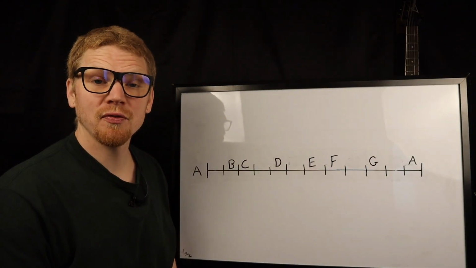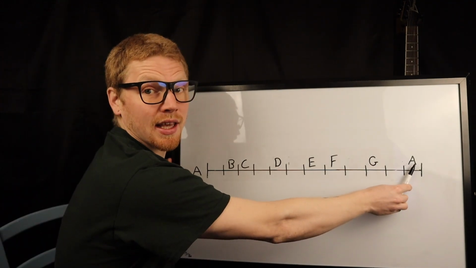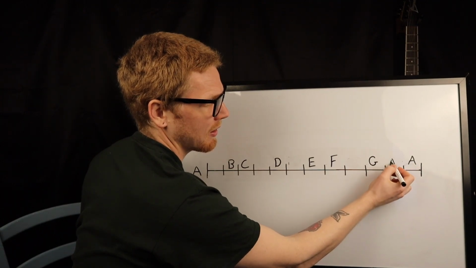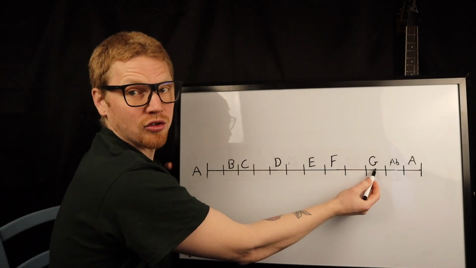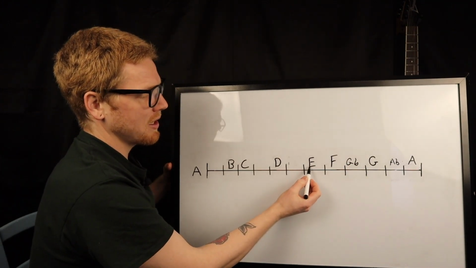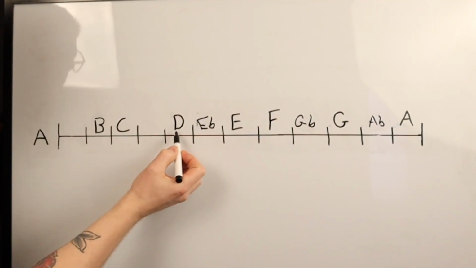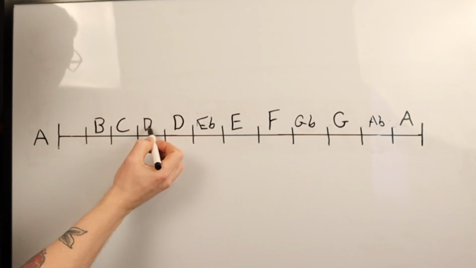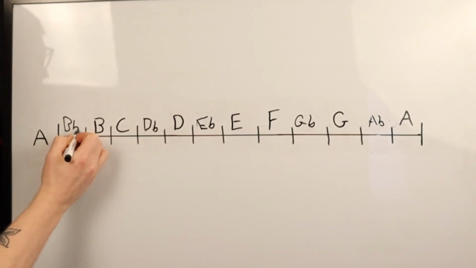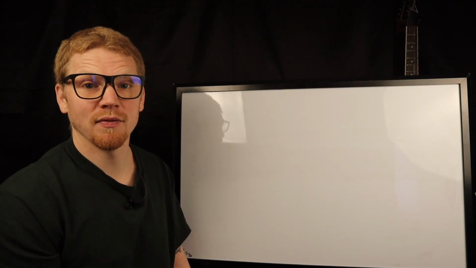Now, we can also fill in these gaps using flats instead of sharps. If we take A and drop it down a 1/2 step, it becomes A flat. G down a 1/2 step becomes G flat. E down a 1/2 step becomes E flat. D becomes D flat. And B becomes B flat.